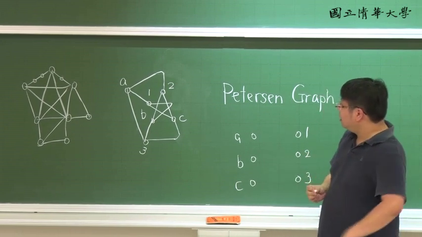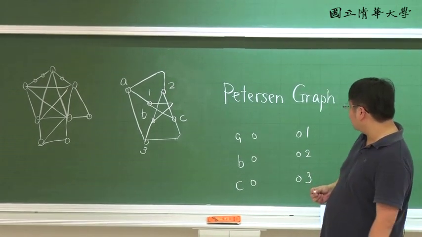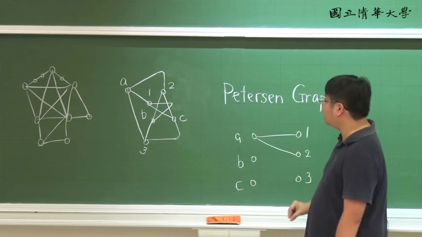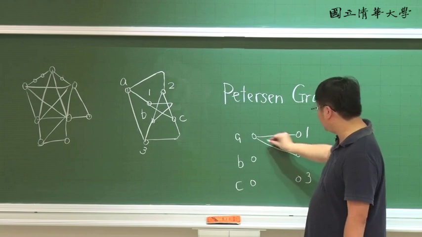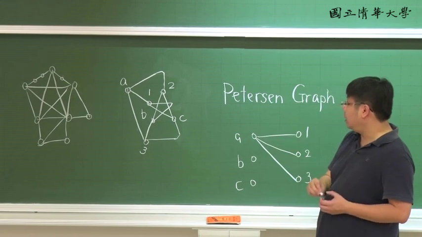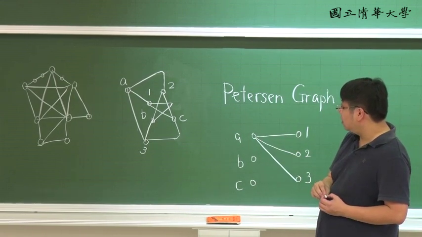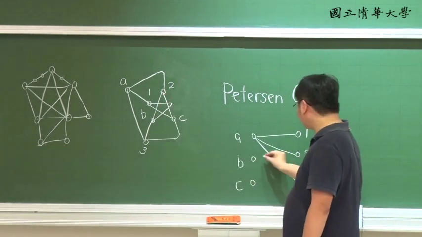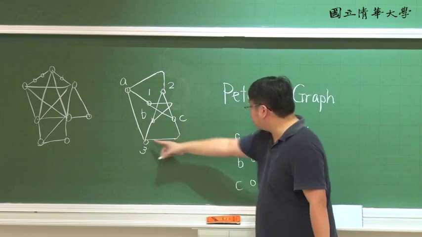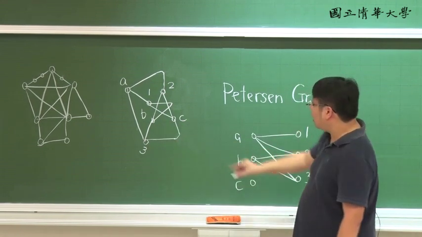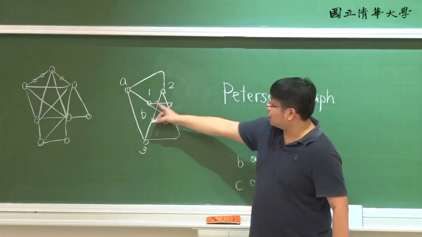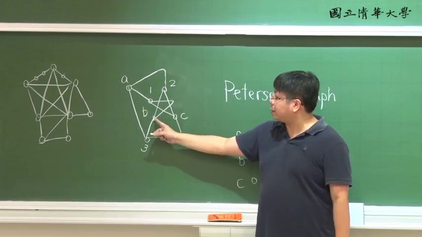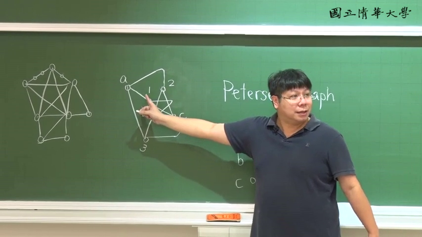Is that okay? So if you look at it, A is now joining to 1, 2, and 3. And for B, B is now joining to 2. You can see B is now joining to 3. And interestingly, B is now joining to 1, because we have smoothed this vertex. So B is now actually joining to 1. Is that okay?